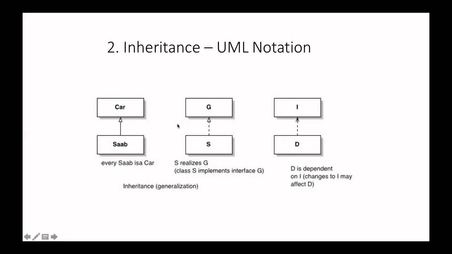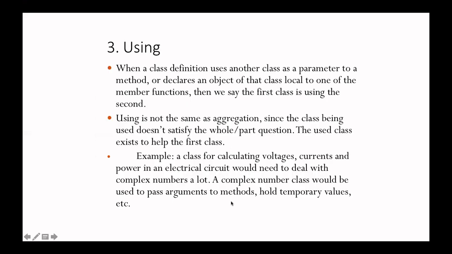So it is different. If a class depends on this, this is the graphical representation. And if S realizes G, class S implements the interface G, we can create this type of image. And this is dependent on I. If a class is dependent on I, it is shown by this. Now moving to the next, using.